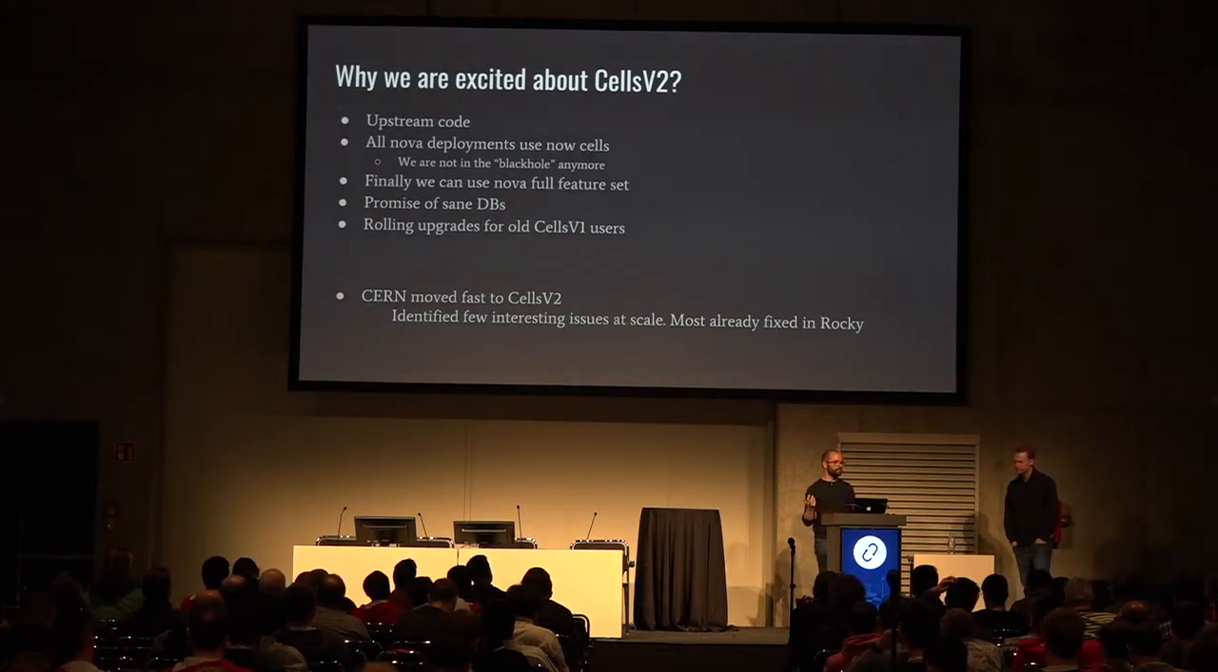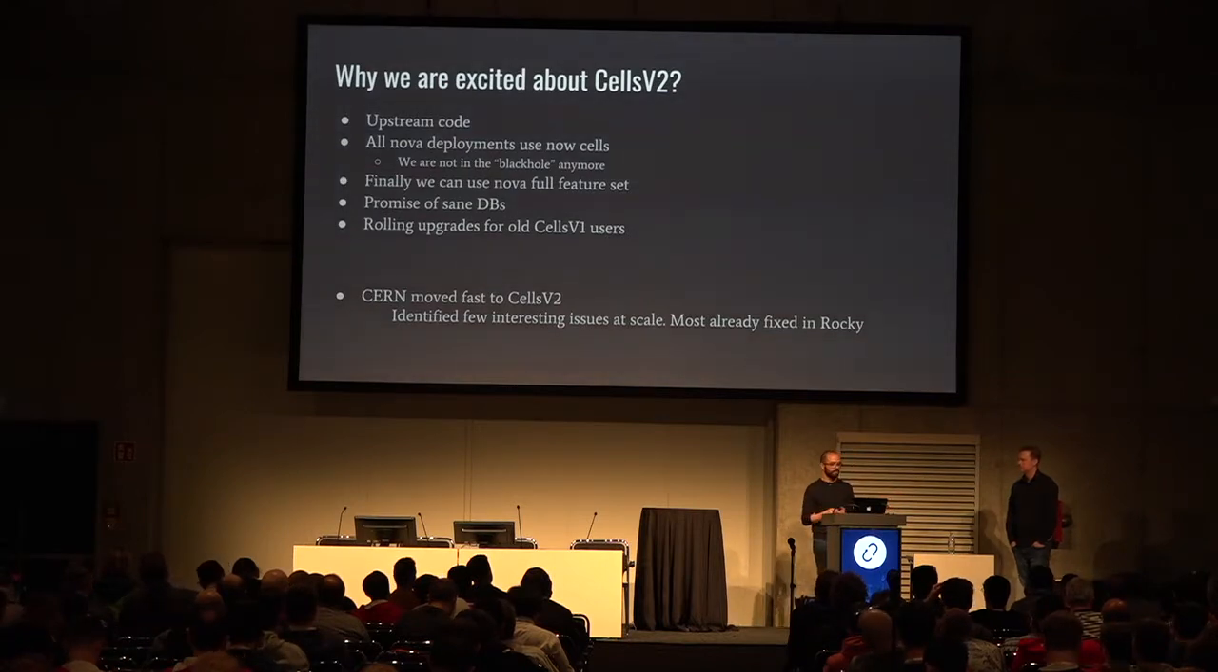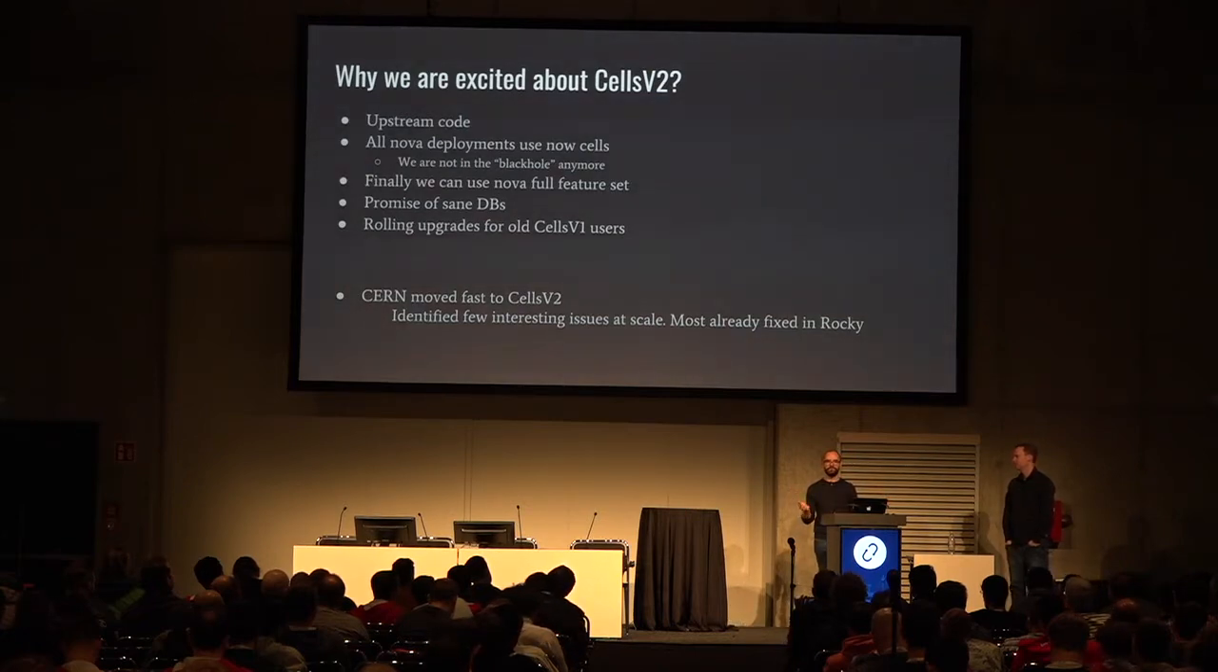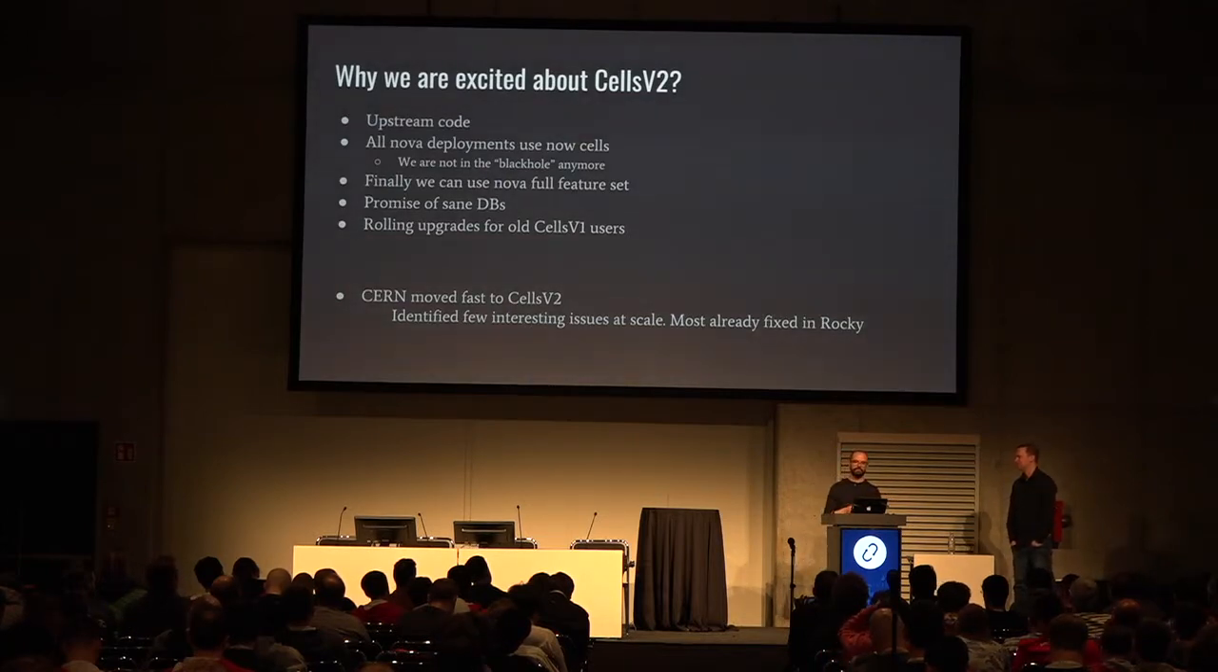Of course, we knew that being one of the first, I think we were one of the biggest clouds moving to CellsV2, we would probably find some issues doing this, but we were willing to take this risk and actually help the community and work on them. Of course, as you can guess, we identified a few issues at scale that you will only notice if you're running thousands of nodes and a large number of cells. But because of the work of the whole Nova team, it was debugged, and most of it is already fixed in Rocky, and most of it is also backported to Queens.